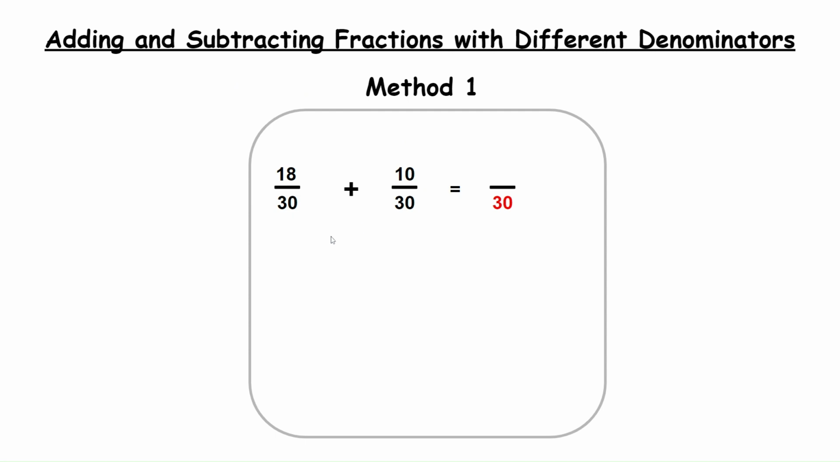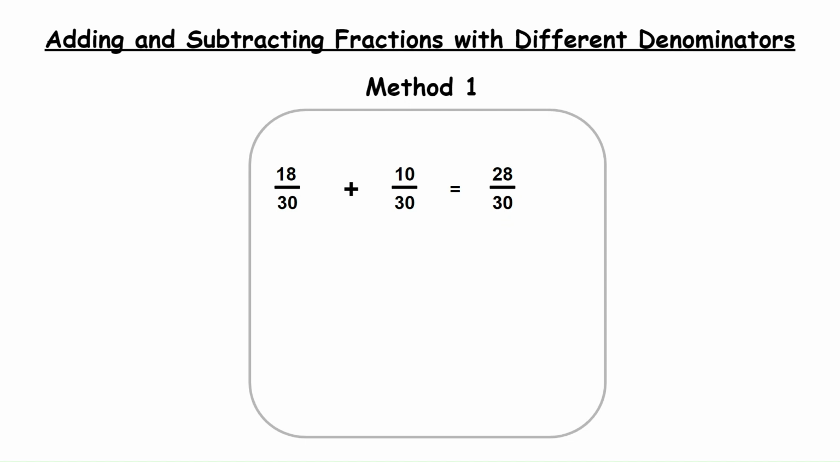And now that we have common denominators, we can add our numerators. 18 plus 10 equals 28. And when we have the same denominator, we do not need to add them. We keep the same number in our final answer. So 18 over 30 plus 10 over 30 equals 28 over 30.